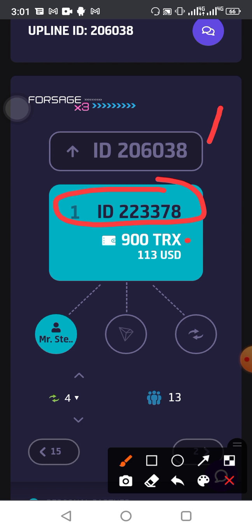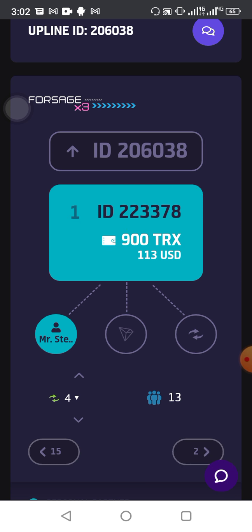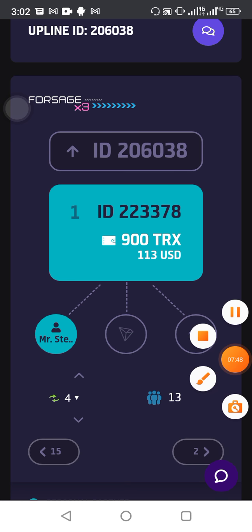Then below that you see 900 TRX. 900 TRX is actually 900 Trons. Now Forsage doesn't keep the Trons of members. No, Forsage distributes. The system distributes instantly. It doesn't keep anything. But what it keeps is a record of what a member has earned with Forsage, and it does that for each level. So this person, ID 223378, has earned a total of 900 Trons on level 1. Those Trons have already been sent to his wallet. The system sends it instantly, but it keeps a record of the number of Trons it has sent to this person's wallet on this particular level only.